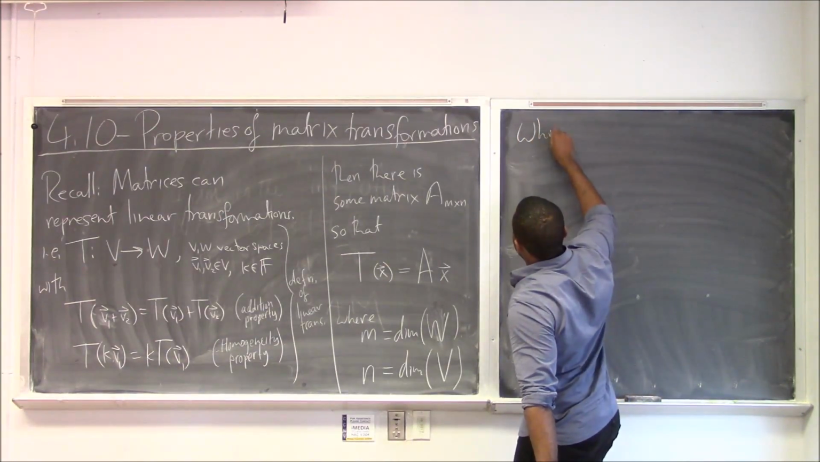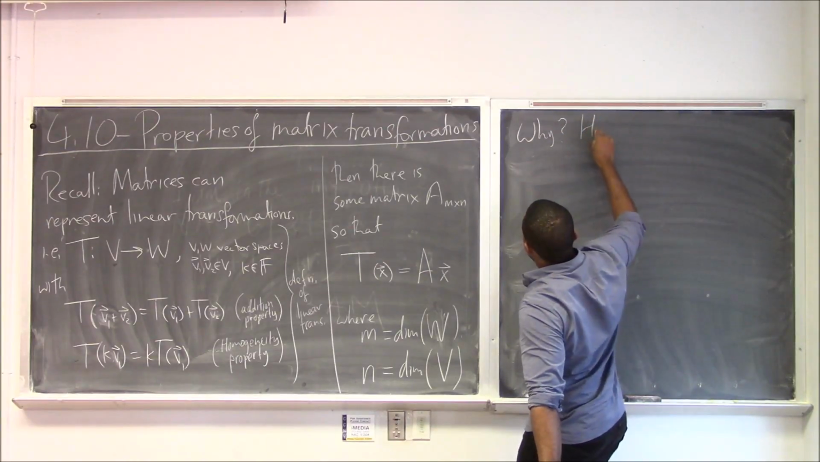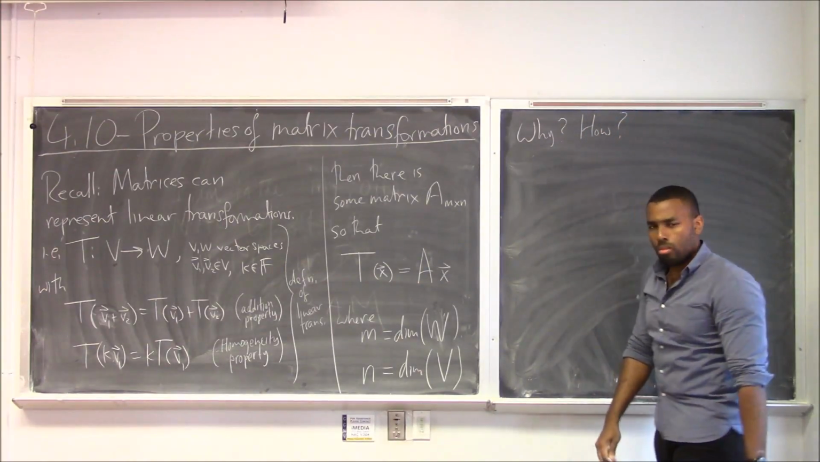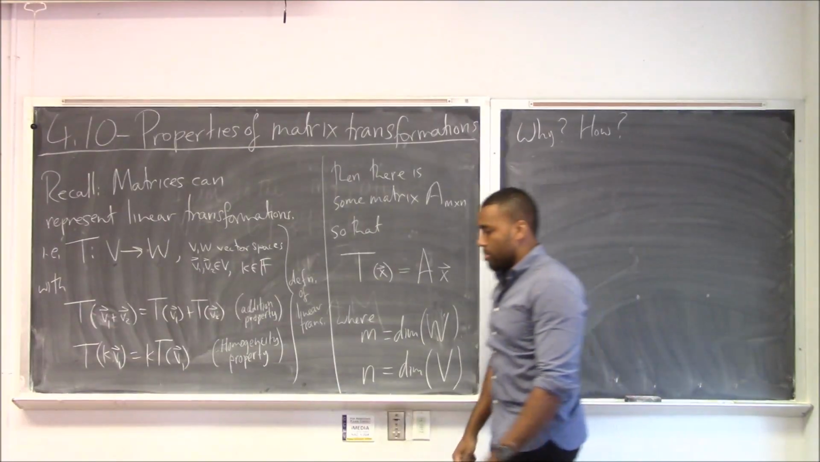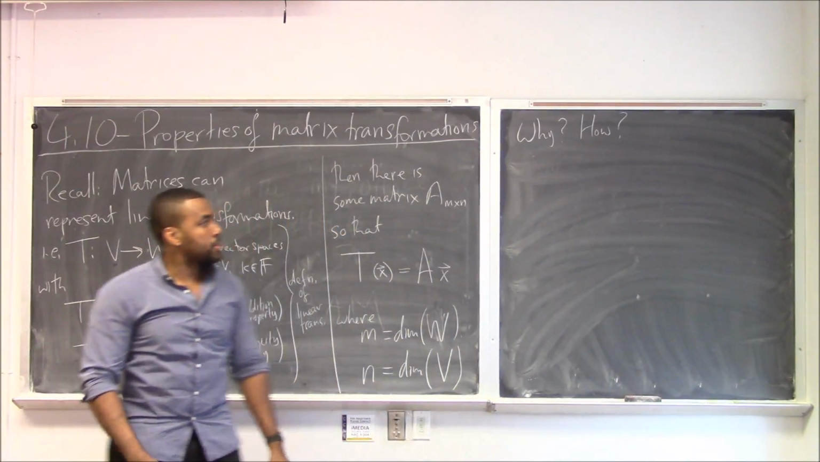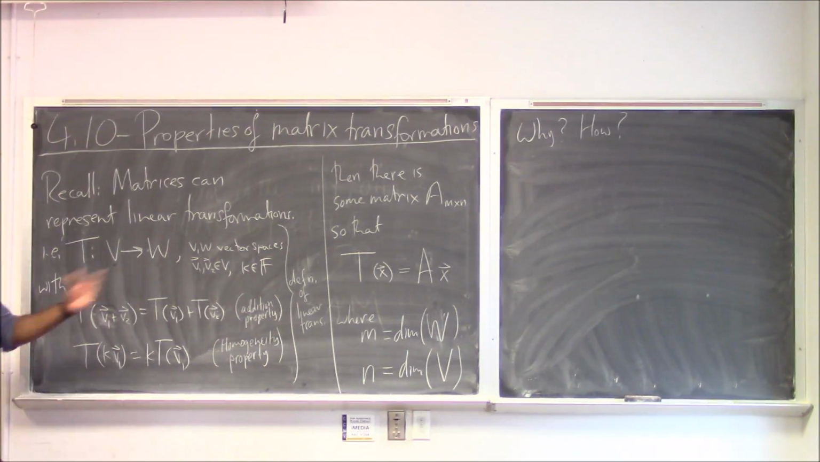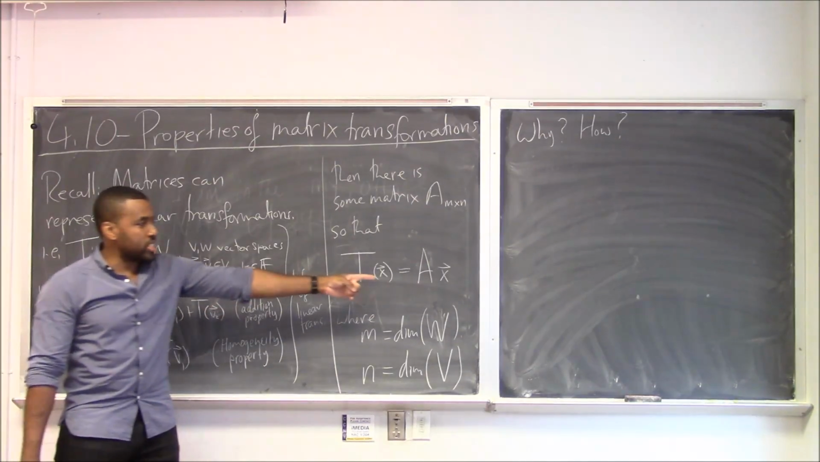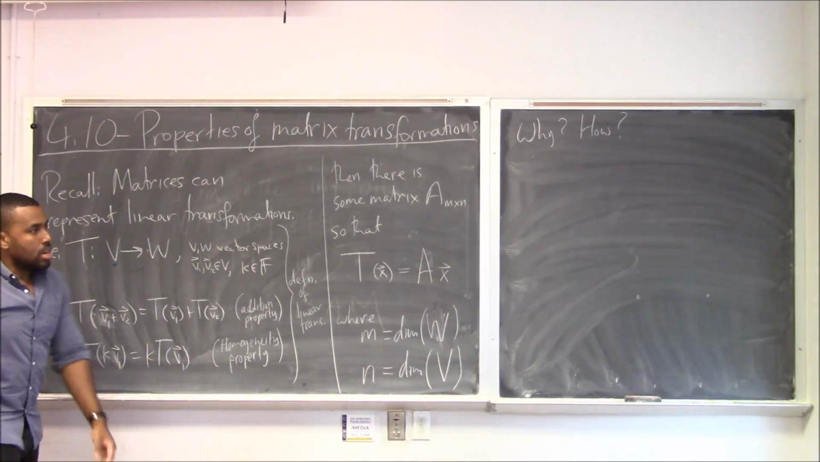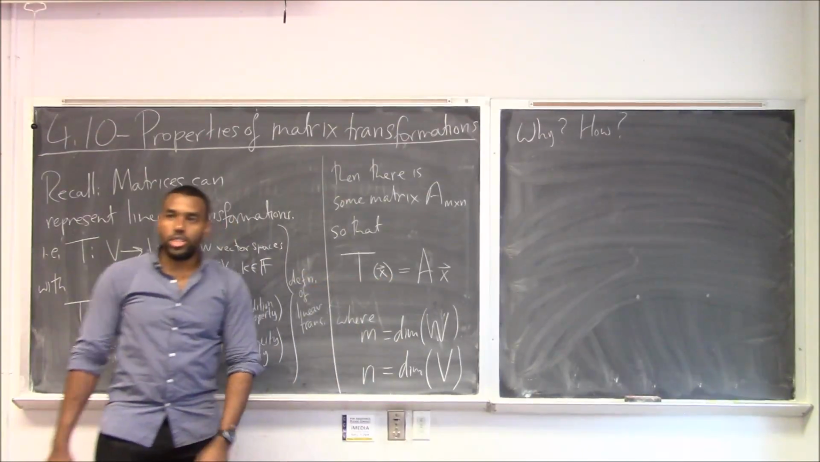So why? Or maybe the question is how? What would you be thinking of? Why and how what? Random vector space. I give you a random function with these two properties. I'm saying there's a matrix that represents that function. How would you go about constructing such a matrix?